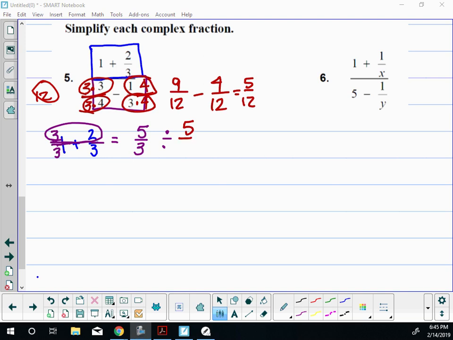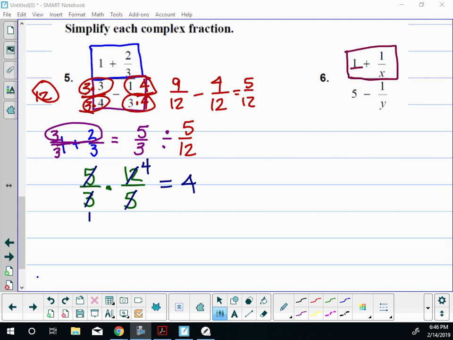So I have 5/3 divided by 5/12. Division of fractions, we take the 5/3 and we multiply by the second fraction flipped, so 12/5. Cross reduce, 5s can cancel. 3 goes into 12 4 times, so we're just left with 4. And the second one, again, only focus on the top.